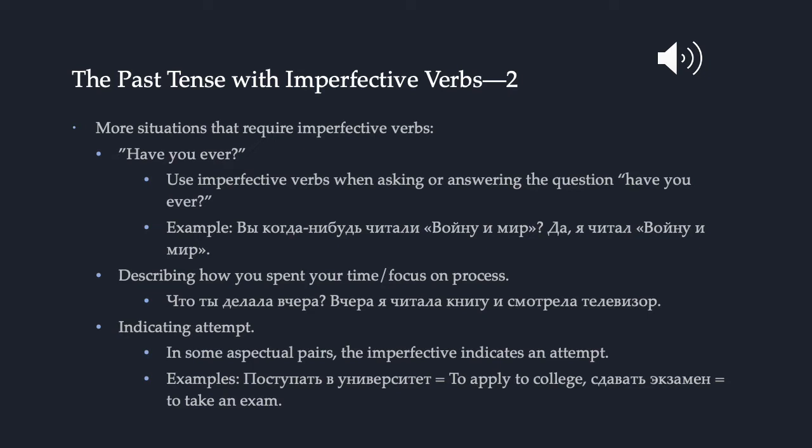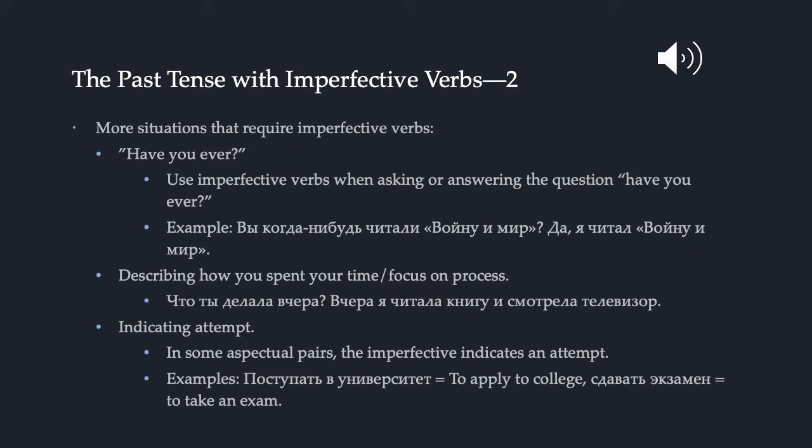And then another way that the imperfective is used is to indicate attempt, that you tried to do something. And specifically in some aspectual pairs, we have the imperfective indicating an attempt at the action and the perfective indicating success with the action. And a common example would be the pairs поступать, поступить, to apply or get into school, and сдавать, сдать экзамен, to take or pass an exam.